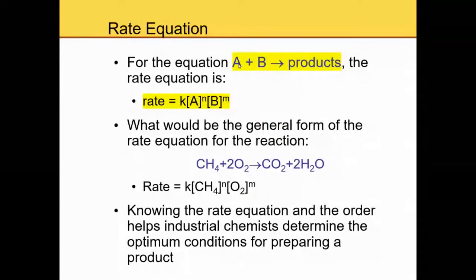That's the order of the reaction. And for an equation like this, with two reactants, A plus B to the product, the rate equation would be like this: the rate constant multiplied by the concentration of A to the power of n, multiplied by the concentration of B to the power of m. Of course, these reaction orders are determined experimentally. So that's the equation.